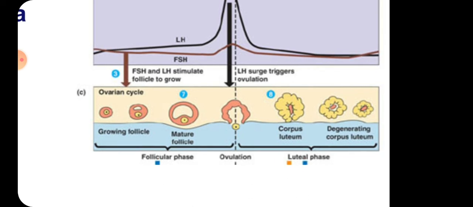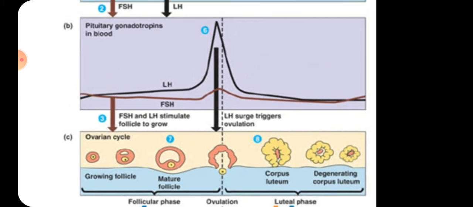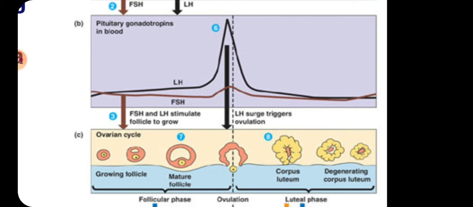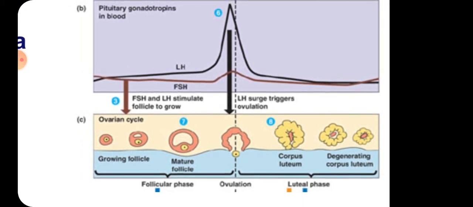Now we have the luteal phase. Luteal phase, you can see by a blue color and a brown color. In the luteal phase also, the hormone levels of LH and FSH come down, and the corpus luteum is formed, and later on it shrinks. The corpus luteum shrinks by degenerating.